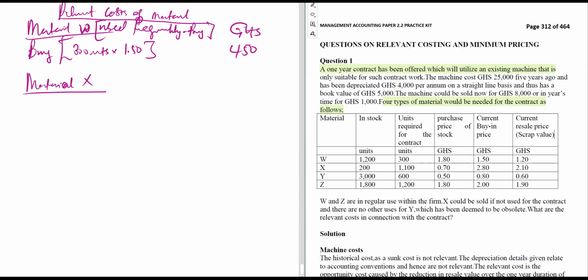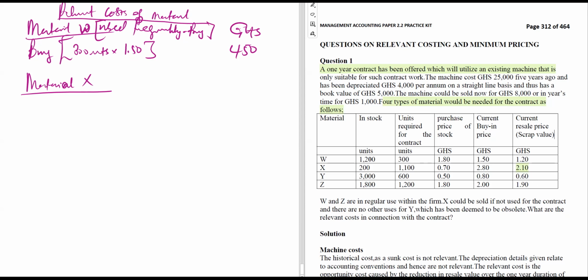Material X, right? They said X could not be sold if not used for the contract, and there are no other uses for it. So X could not be sold if not used for the contract, right? But then it has an alternative use, also, which is 2 cedis 10 pesos scrap. Can you see?